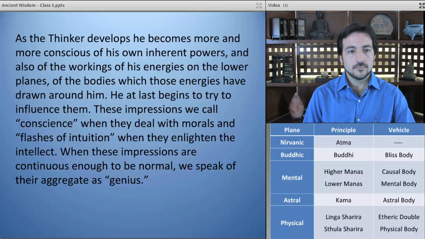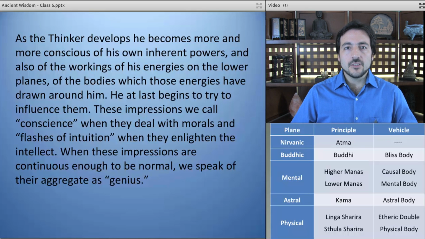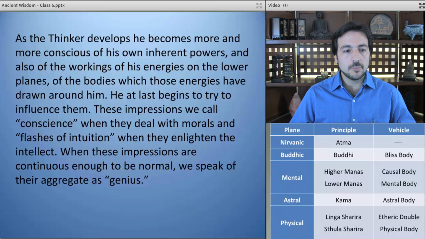As the thinker develops, he becomes more and more conscious of his own inherent powers and also of the workings of his energies on the lower planes, of the bodies which those energies have drawn around him. He at last begins to try to influence them. These impressions we call conscience, when they deal with morals, and flashes of intuition when they enlighten the intellect. When these impressions are continuous enough to be normal, we speak of their aggregate as genius. So this is how the higher consciousness begins to manifest on our physical plane.